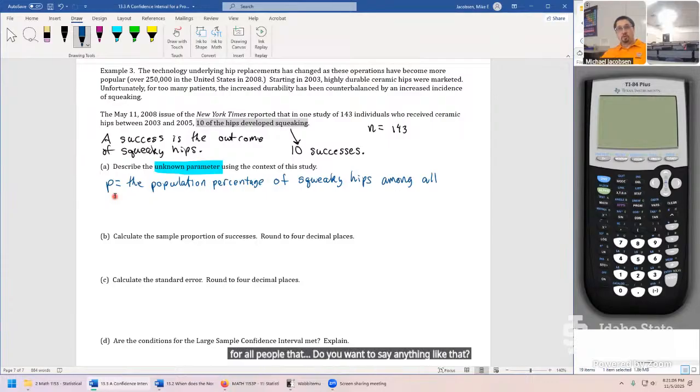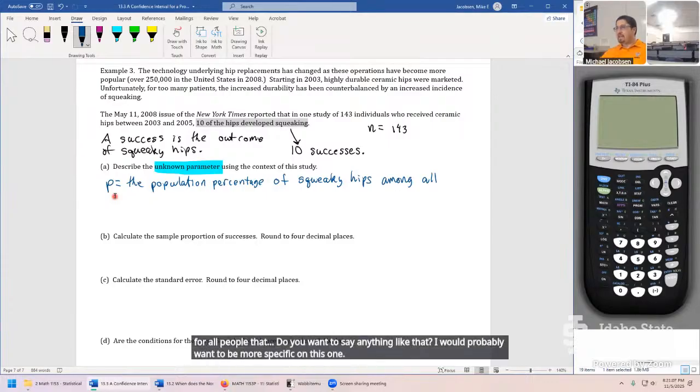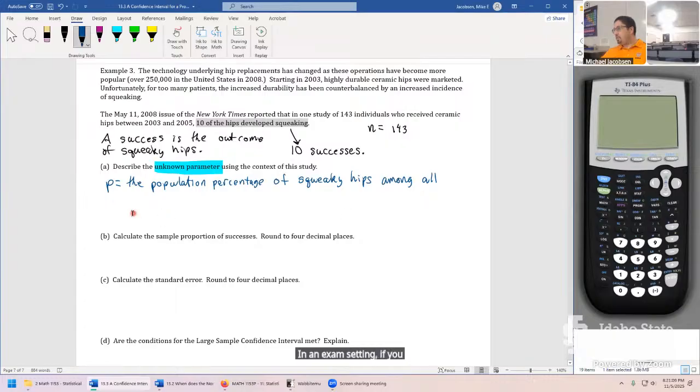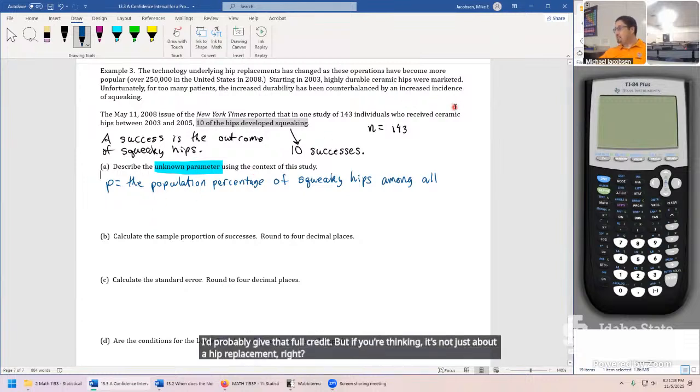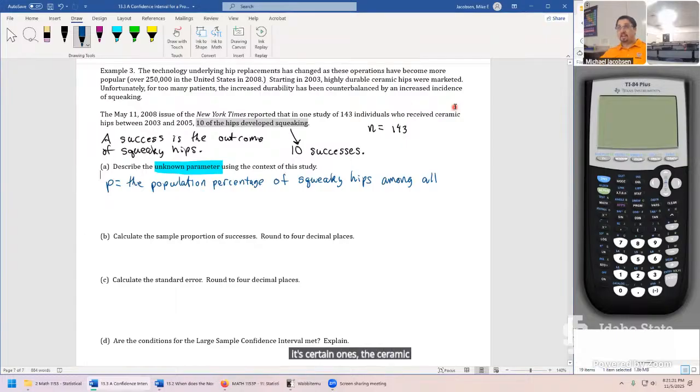I would probably want to be more specific on this one. In an exam setting, if you said among all with a hip replacement, I would probably give that full credit. But if you're thinking, it's not just about a hip replacement, right? It's certain ones, the ceramic hip replacements. I would consider that to be the best answer. So let's say it that way. Among all patients, forgot how to spell patients out of nowhere. Must be getting late.